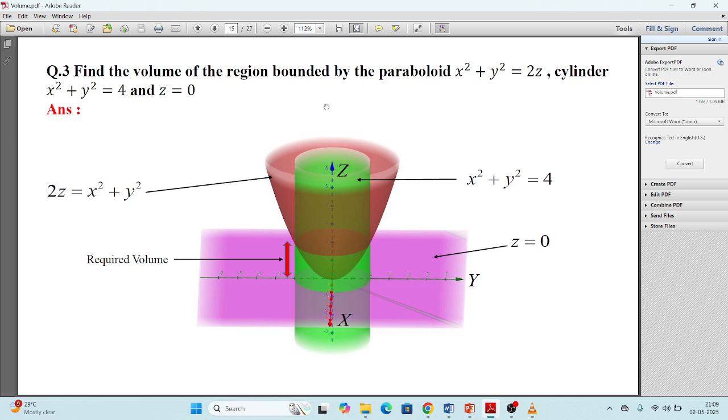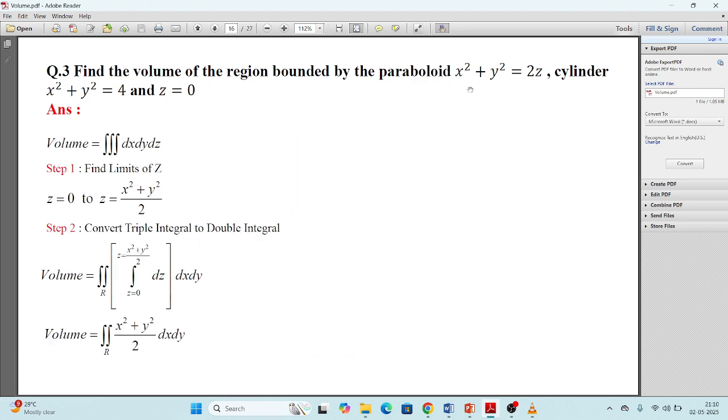So let us forget about this region and all. If you see this, z equals 0 to z equals (x square plus y square) by 2. I am getting two equation limits for z. So take this limit and evaluate the integration along the z axis. So this is the integration. dz becomes z, and if I put the limit (x square plus y square) by 2, and for z equals 0 it becomes 0.